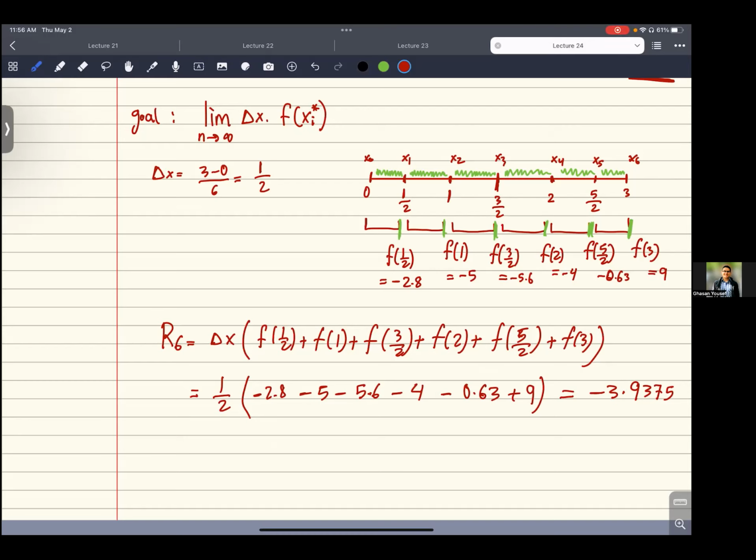By the way, the answer here is negative. This is not representing the area, because I never say the area is negative. But this represents the integral. This represents the integral, but does not represent the area. Why? Because the answer here is negative. Can you hear me?